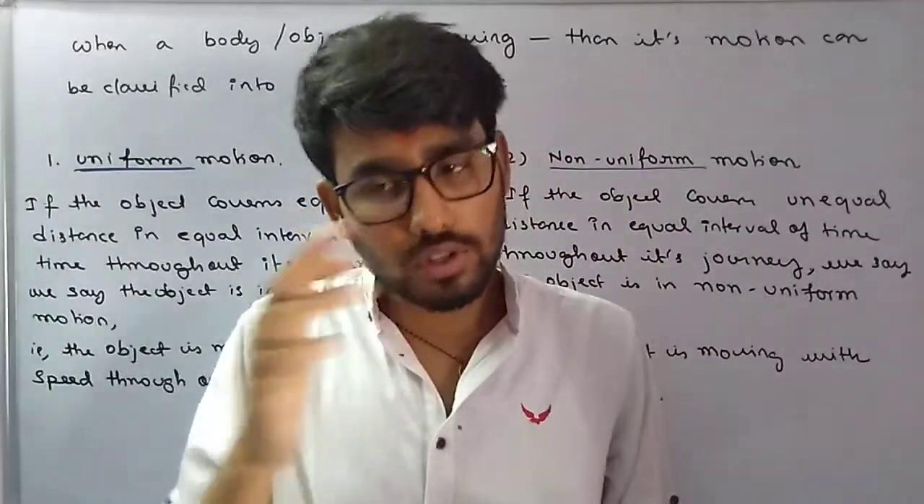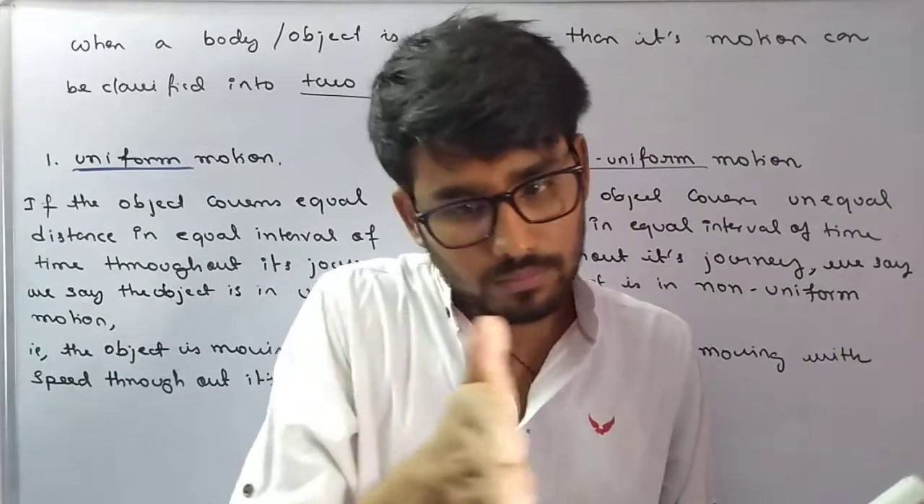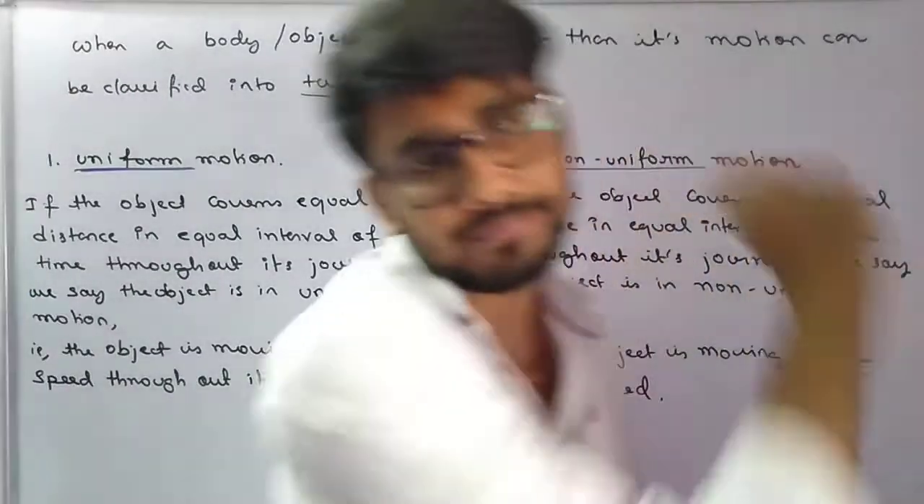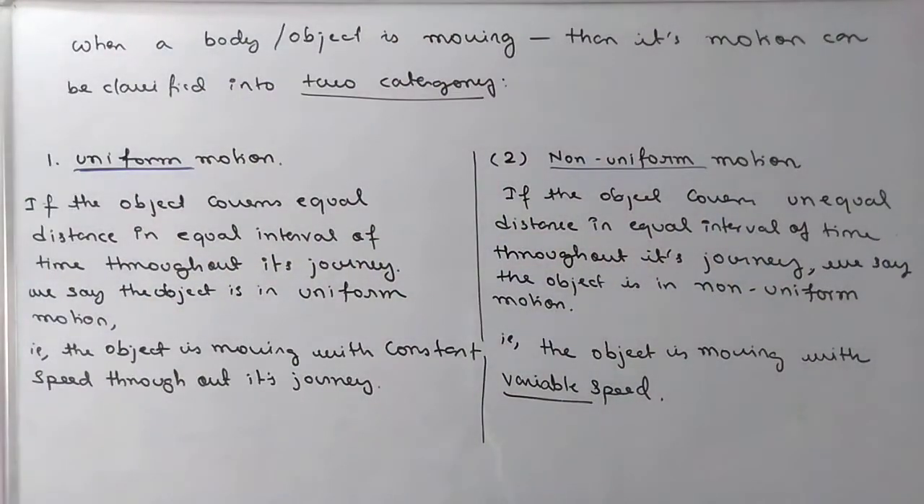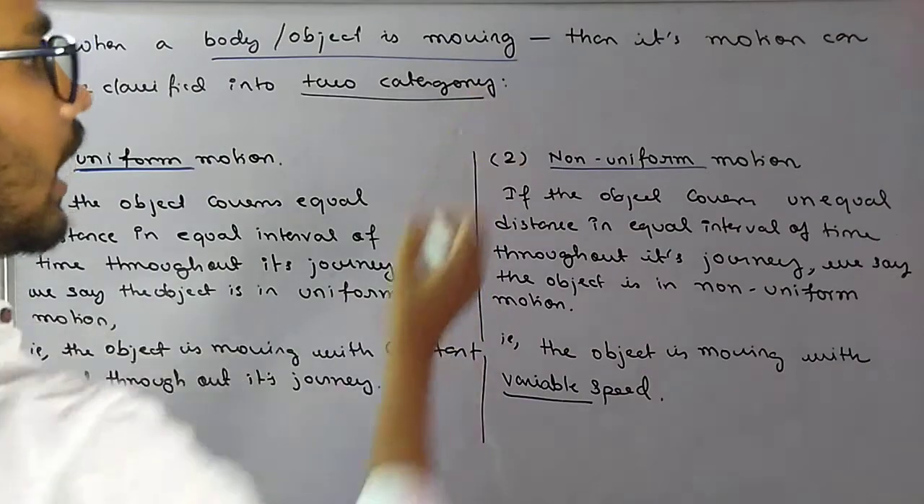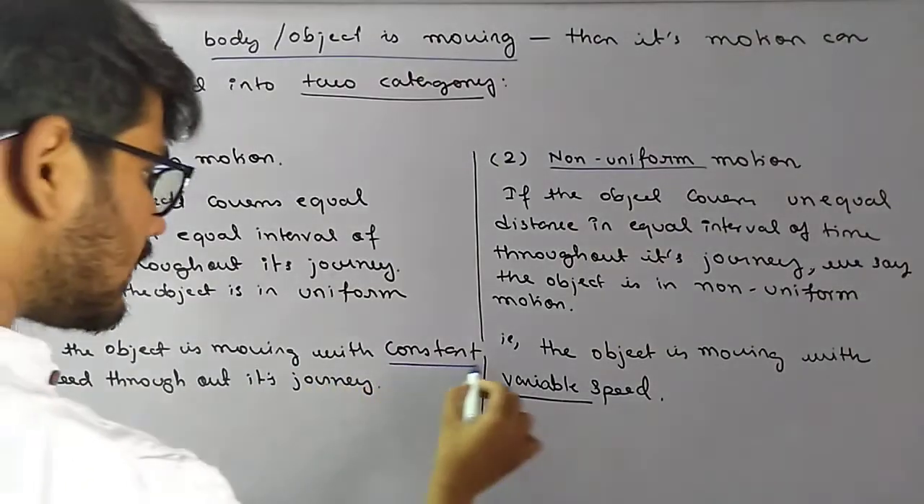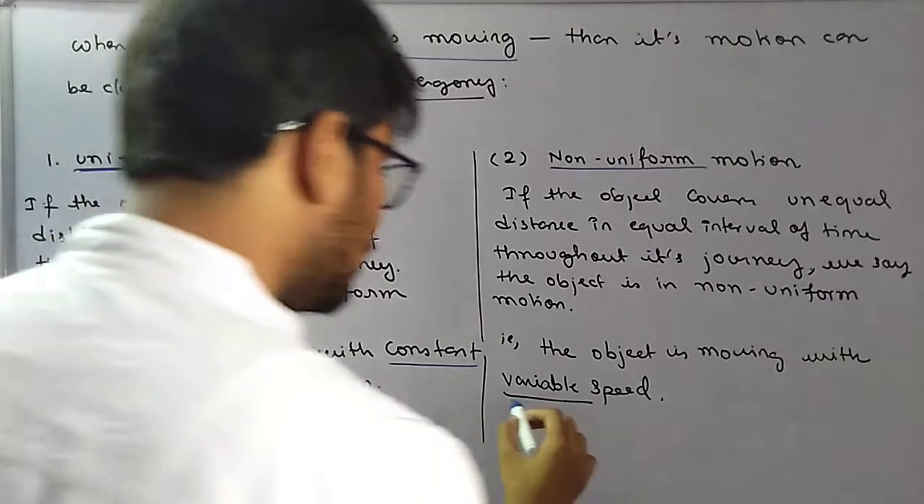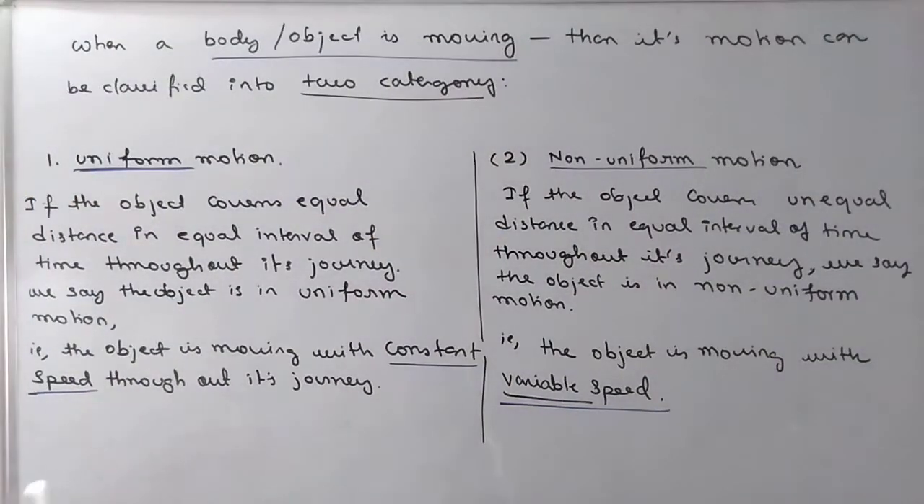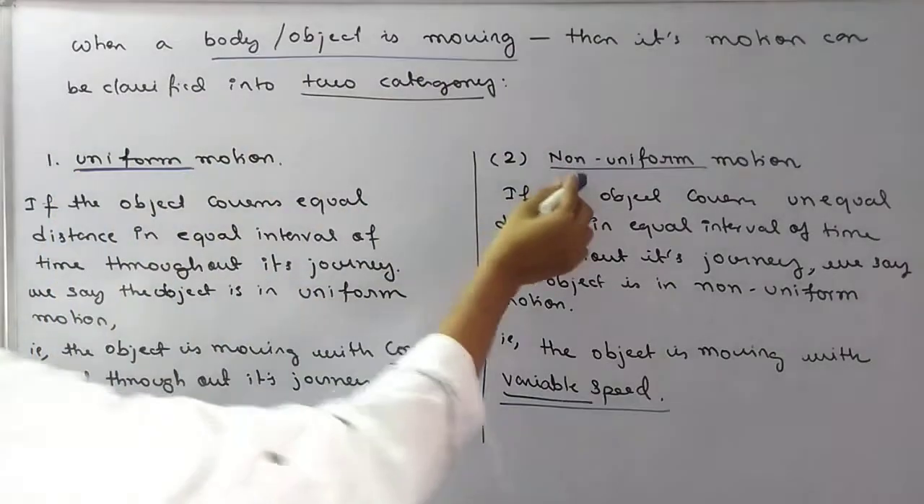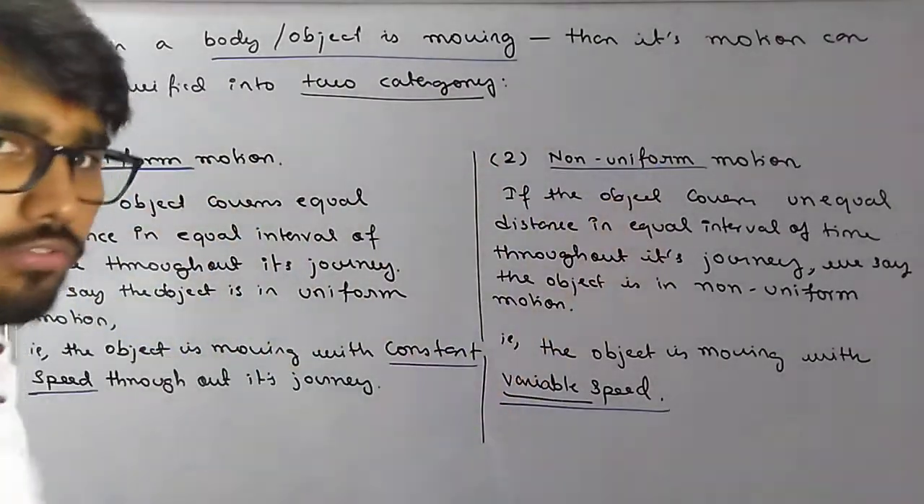But for uniform motion, it will move with the same uniform speed. I hope it's clear. So depending upon how the object is moving, whether it is moving with the same speed, with constant speed, or variable speed, the motion can be classified into two categories: uniform motion and non-uniform motion.